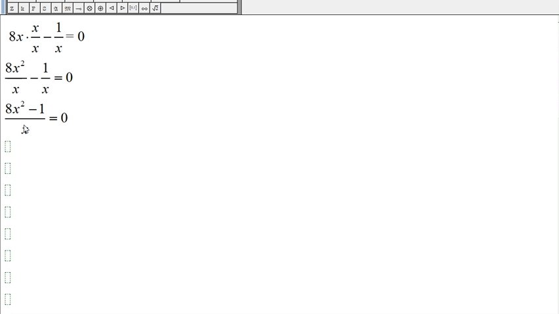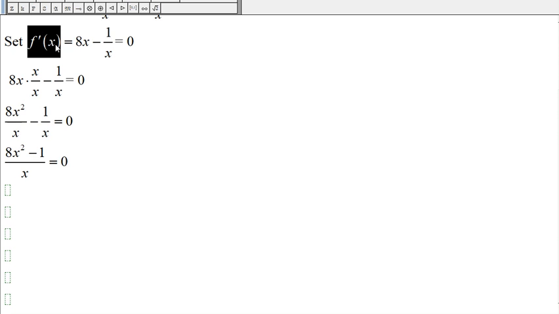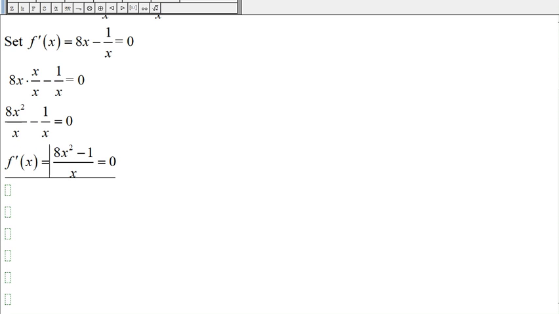And recall that critical numbers are where the derivative is equal to 0 or the derivative is undefined. And so in this case, the derivative is equal to 0 if the top right here is equal to 0. And then the derivative is undefined if the denominator here is 0. And so we have x equal to 0. So this is how we find critical numbers: set both the top and the bottom equal to 0.